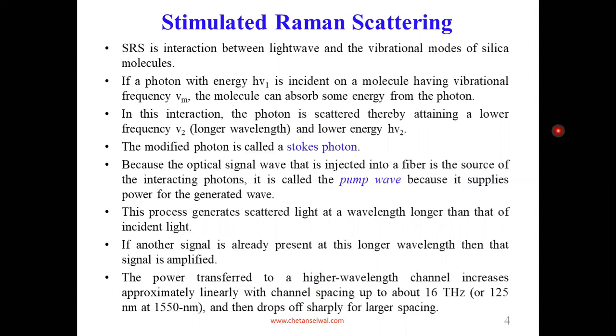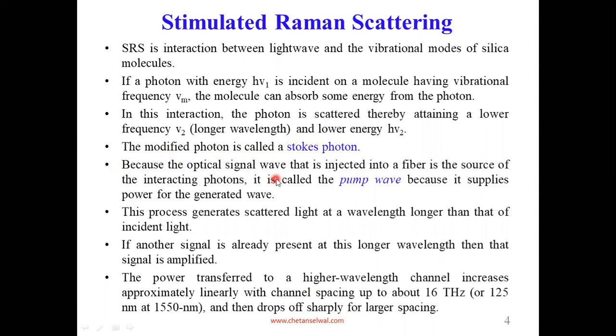In this interaction, the photon is scattered, thereby attaining a lower frequency nu2, which is obviously having longer wavelength because wavelength and frequency are inversely proportional to each other. And this scattered light will have lower energy h nu2. The modified photon is called Stokes photon, which is at longer wavelength and lower energy.